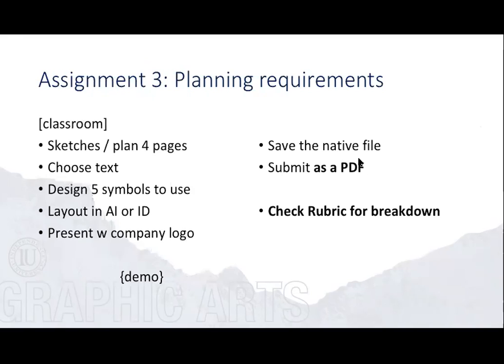All right, so for assignment 3 planning requirements, you're going to have, like I said, the 4 pages of sketches. You're going to choose the typography, the text going in there, design at least 5 symbols to use, and lay it out in Illustrator or InDesign. It might be easier to just design your icons in Illustrator first and then lay it out in InDesign as we go forward.